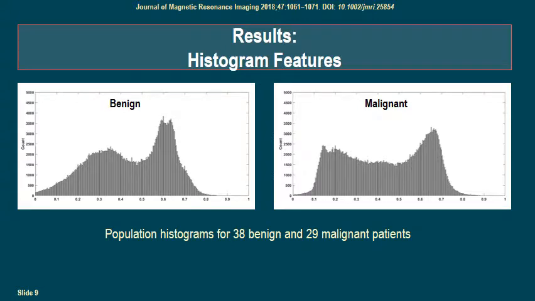As you can see here, we have provided population histograms for 38 benign and 29 malignant patients. Based on the shape of histograms, it is difficult to discriminate benign from malignant populations. So there is a need for higher order statistical features or higher order statistics for differentiation of benign from malignant adnexal masses.